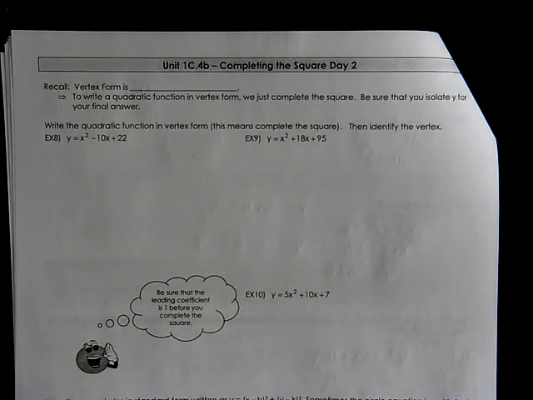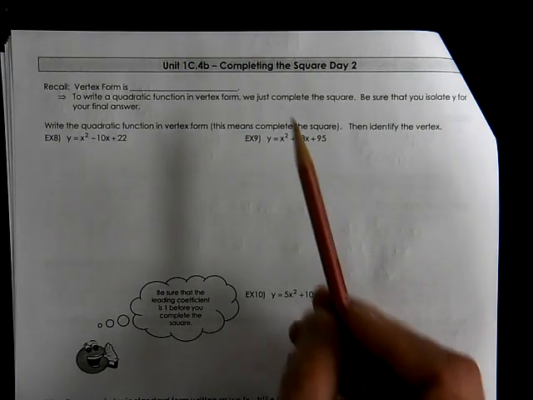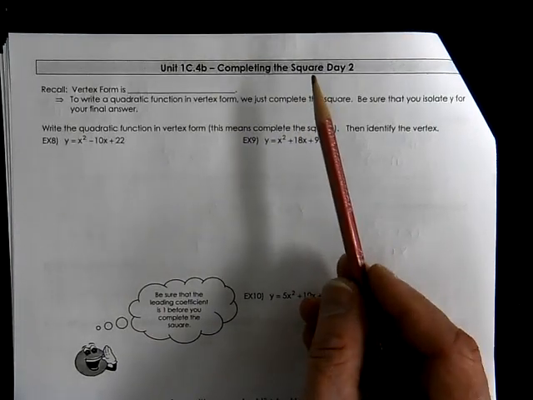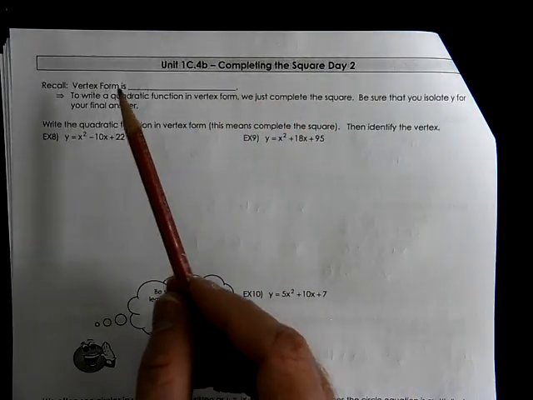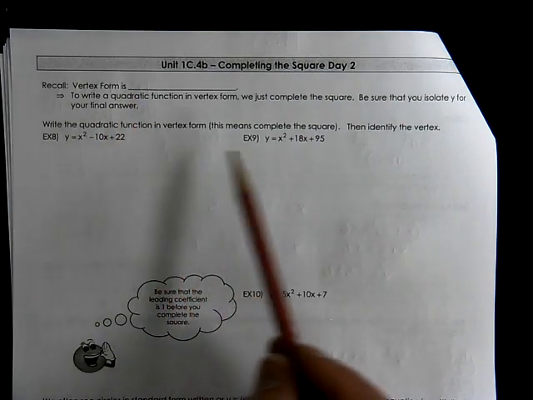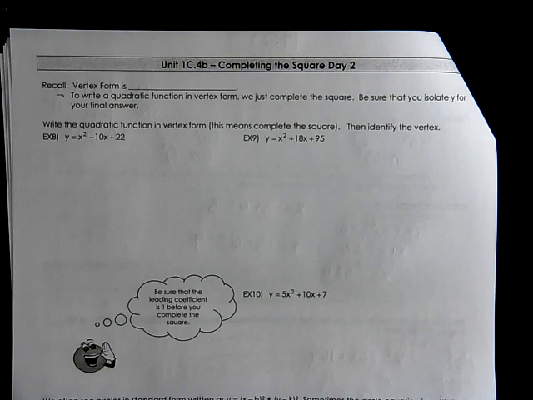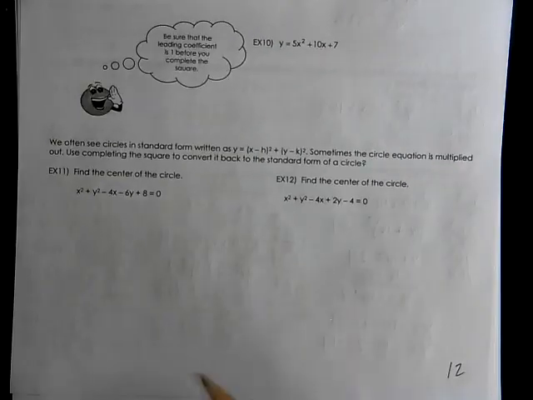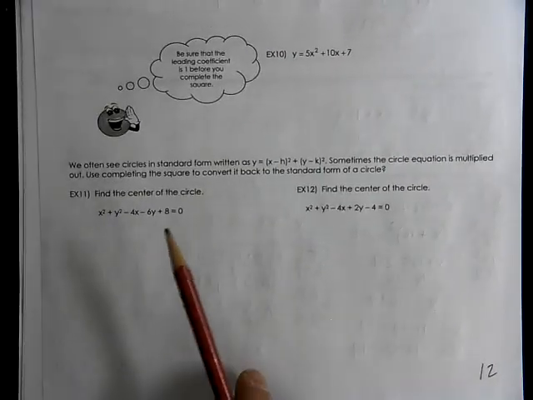This is Algebra 2 with trig, 1C.4b. We are completing the square for the second day. We're primarily going to talk about vertex form and taking standard form into vertex form. And then we're also going to talk about working with a circle. This is on the SAT.